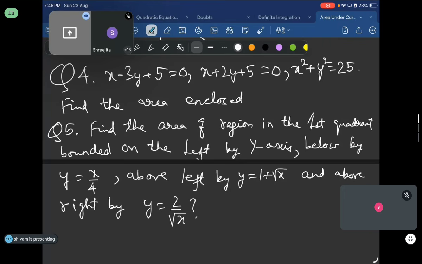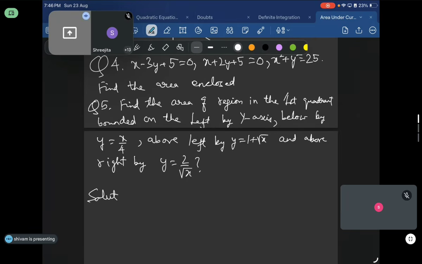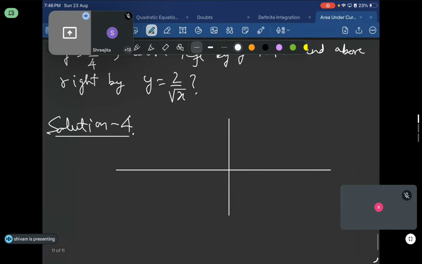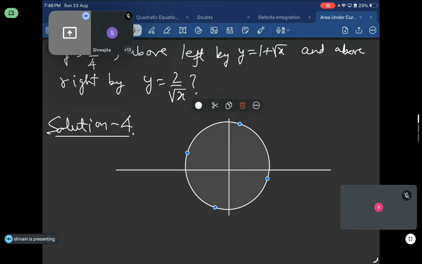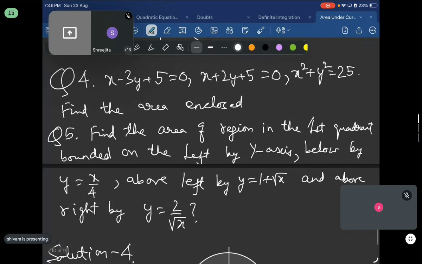Okay, let me start. Over here, you will realize the importance of sketching the curve. Number 4, pay attention. So everyone, what does x square plus y square equal to 25 represent? A circle with center and radius as 0, 0 and 5 units. Let us draw the straight lines quickly, everyone. What are the straight lines? x minus 3y plus 5 equal to 0 and x plus 2y plus 5 equal to 0.